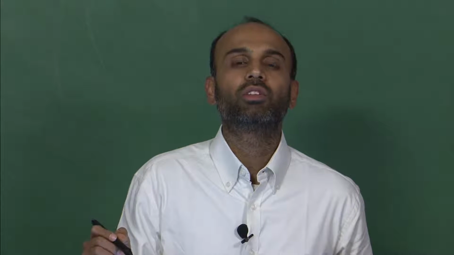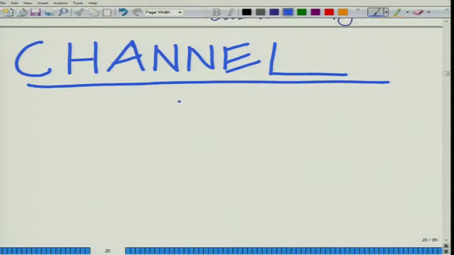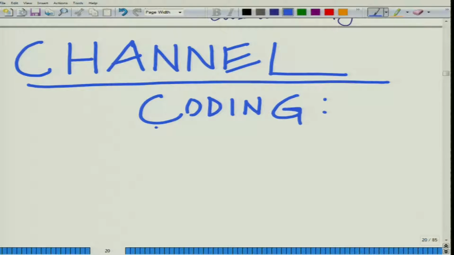So in this module we'll start looking at a different topic, which is channel coding. So far we have seen source coding, which is basically representing the symbols of a source efficiently in terms of bits. Now we'll start looking at a different aspect of communication, that is, communication over a digital communication channel, which is channel coding.